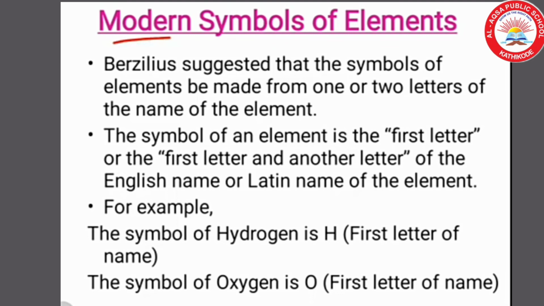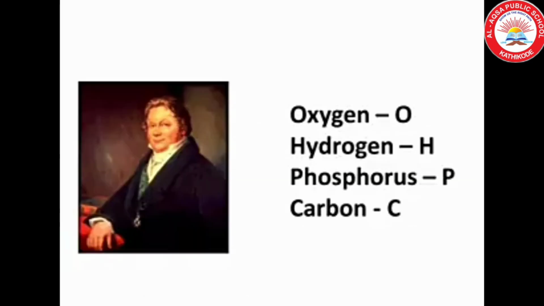First, hydrogen. Its first letter is H. So the symbol of hydrogen is H. And another one, oxygen. Its first letter is O. So the symbol of oxygen is O. Similarly, phosphorus, the first letter is P. So the symbol is P. Carbon, its first letter is C. So its symbol is C.